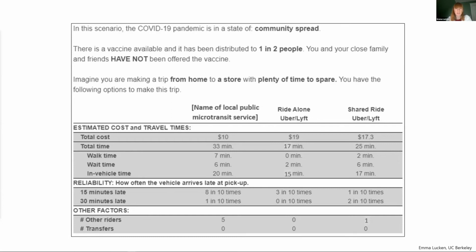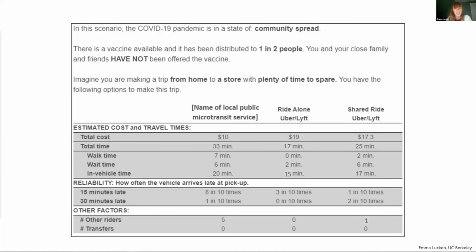So we described what state of spread COVID was in, vaccine availability, whether the respondent themselves and their family had been offered the vaccine, and then the context of the trip, and then typical cost and time characteristics, as well as reliability. So we were interested in including this because we had heard from a lot of the public agencies that this was a particular challenge.